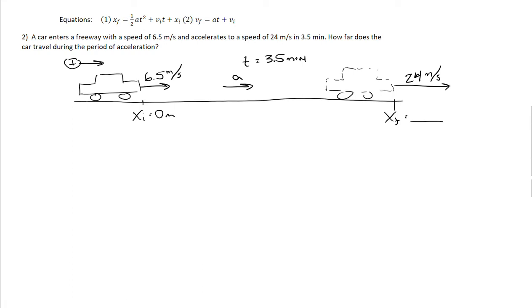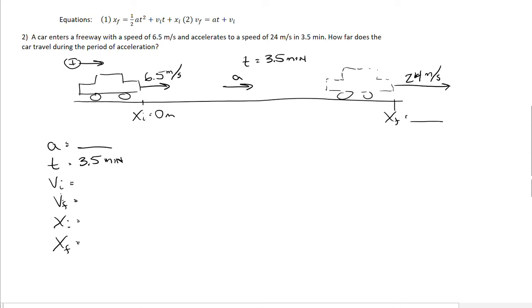So the next step is really to organize all these variables. I like to have an a, t, v, x table: a, t, v initial, v final, x initial, and x final. Those are all the variables in our 2 kinematic equations that we have listed above. What we don't know is our acceleration, so I'll leave it blank. We have a time, 3.5 minutes.